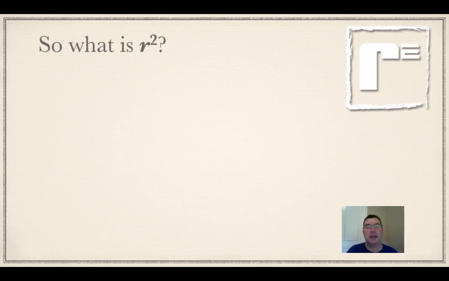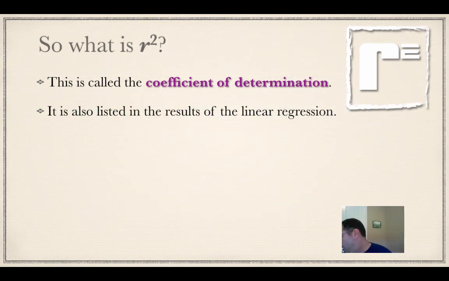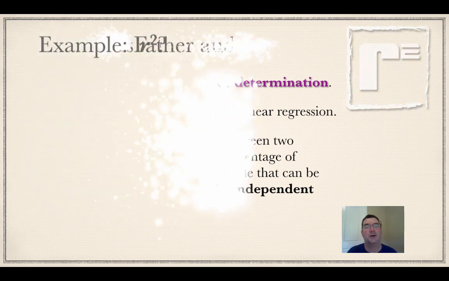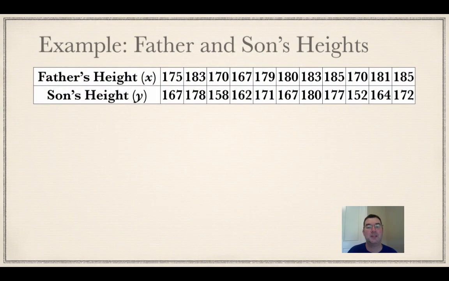All right, so you see the R squared that showed up in those results as well. That's called the coefficient of determination. So it's also listed in there with the results. If there's a causal relationship between the two variables, then R squared is going to tell us the percentage of variation in the dependent variable that can be explained by the variation in the independent variable. So a lot of words, but let's use an example to kind of explain what that means.